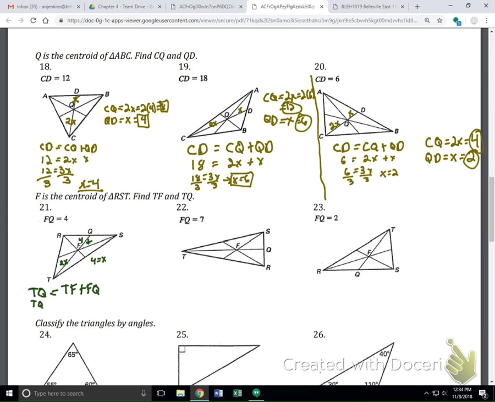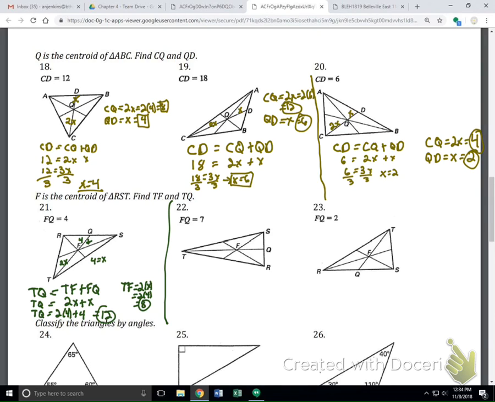So we go down here and we see that TQ equals 2x plus x. TQ equals 2 times 4 plus 4. So 2 times 4 is 8 plus 4 is 12. So we found TQ, and then if we're looking for TF, TF equals 2x, which is 2 times 4, which is equal to 8.